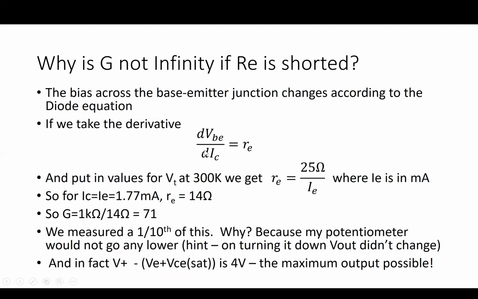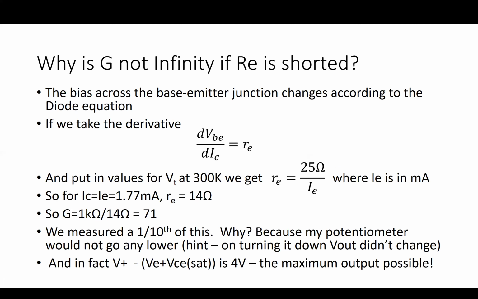Now, because this is an exponential, it's not constant. Remember, the derivative of an exponential is I'm going to get the function returned again, which itself was exponential. When I do the math, what I get is that the emitter resistance is 25 ohms divided by the emitter current in milliamps. So I had 1.77 milliamps for the emitter current, and that means if I divide 25 ohms by 1.77 milliamps, I get 14 ohms. So my gain then should be the ratio of 1 kilo ohm to this 14 ohms. It should be 71. It's about a tenth of this.